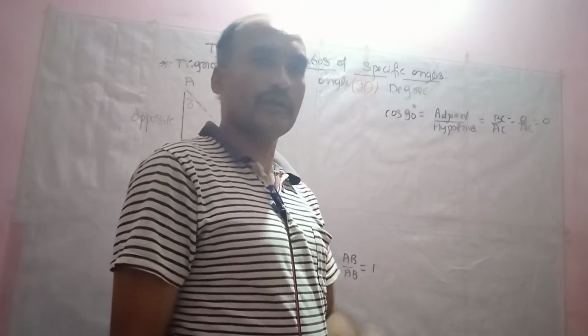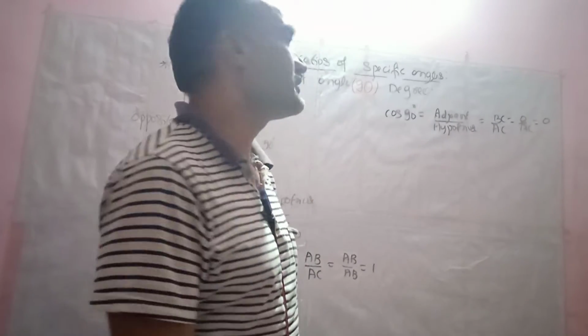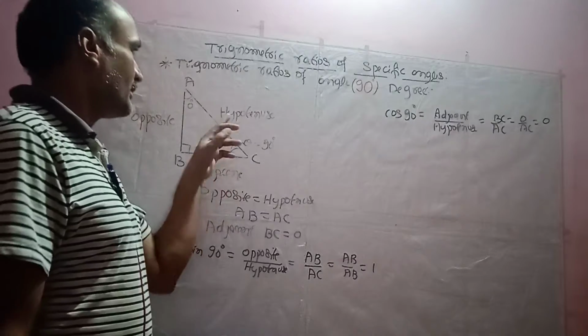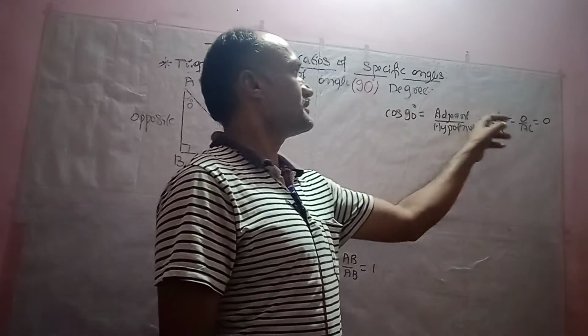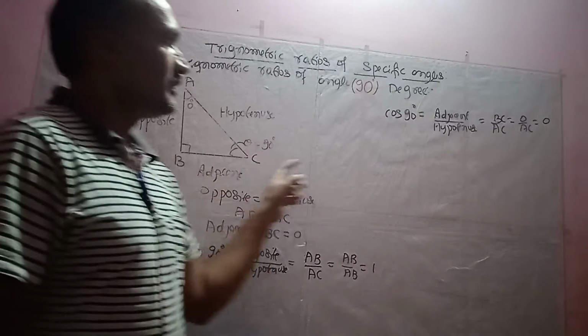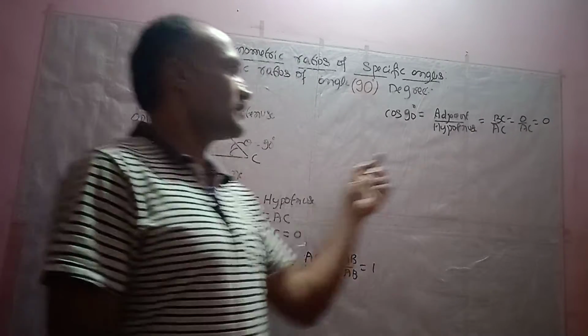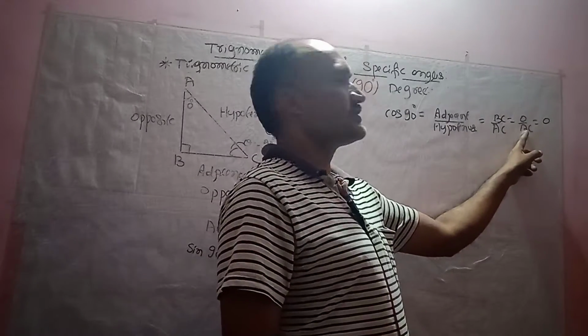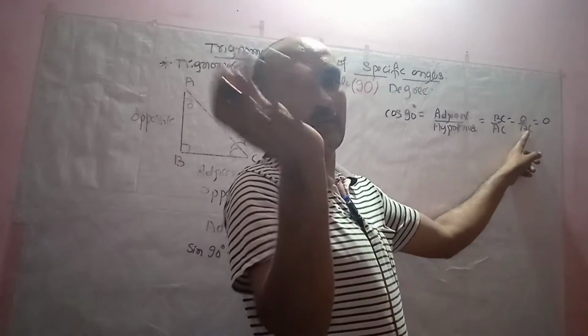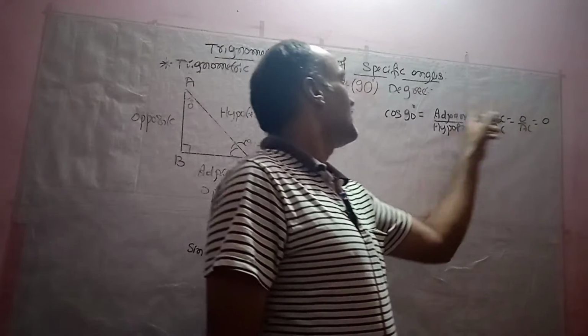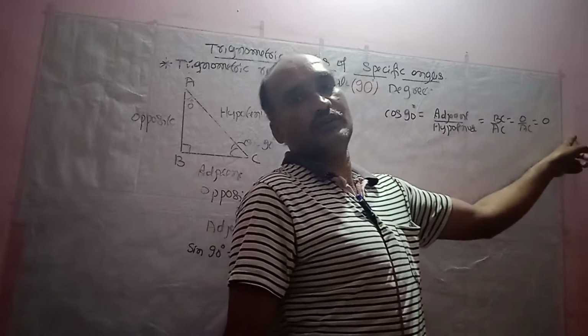The second trigonometric ratio is cos theta. Cos theta is equal to adjacent side divided by hypotenuse. The adjacent side in this case is BC, divided by hypotenuse AC. In this case BC became 0, divided by hypotenuse AC. 0 divided by whatever the value may be, you will get 0. So cos 90 degrees is 0.